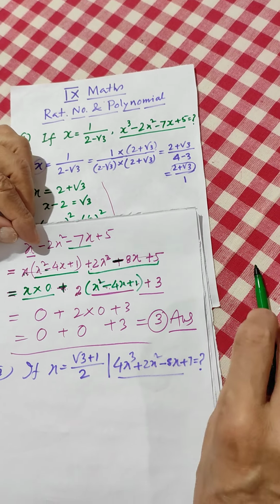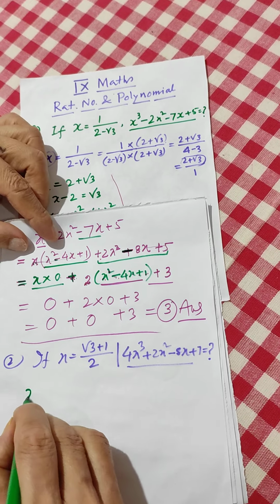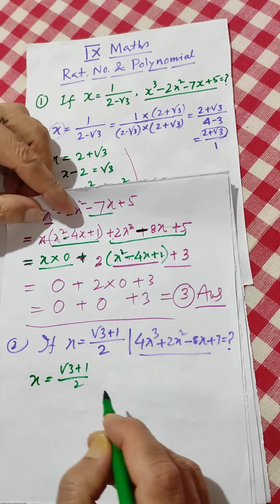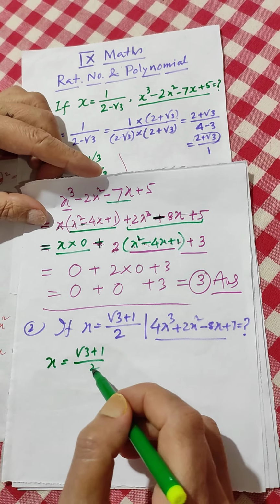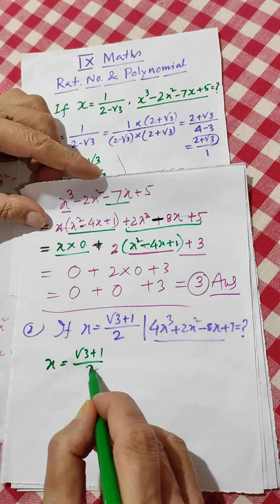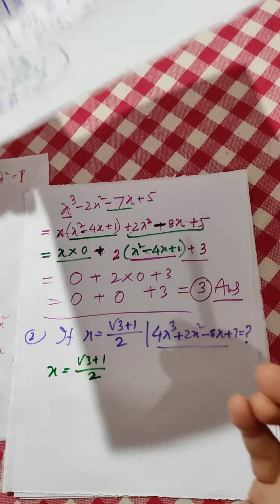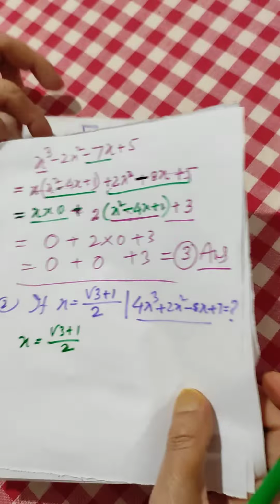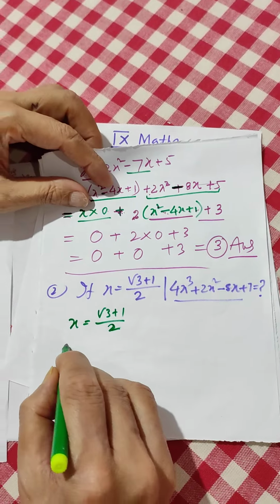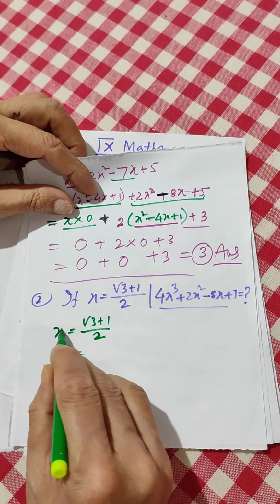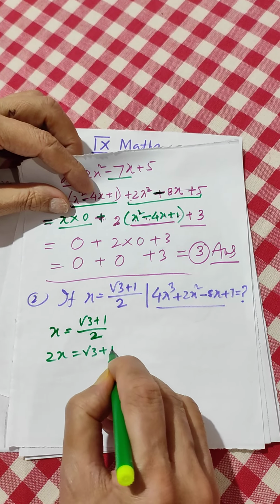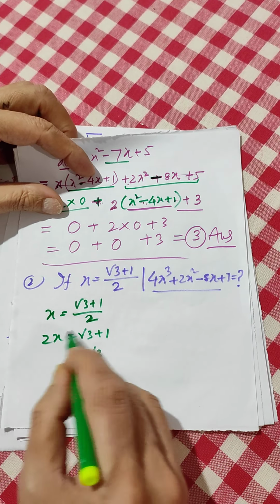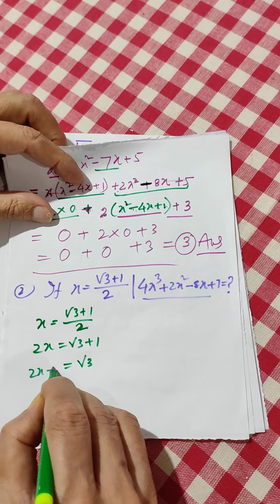This is given. Now again we simplify this given condition, x equal to root 3 plus 1 by 2. Now we cross multiply. Here we don't have to rationalize the denominator because the denominator is already rational. In the previous sum we had to rationalize because the denominator was irrational. So what do you get? 2x equal to root 3 plus 1. Now keep the irrational number on the right side, and 2x minus 1 on the left side.